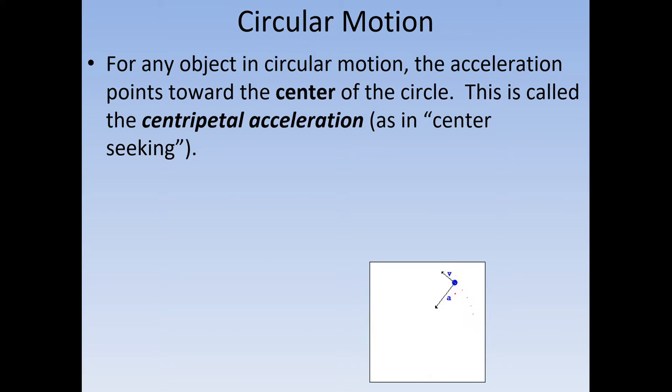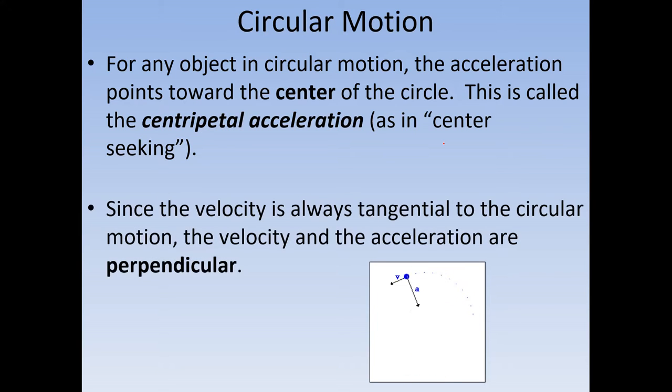So this animation actually shows it perfectly, where the velocity will remain tangent to the circle every time it goes around, and as it goes around, the acceleration will always be pointed towards the center. We call this centripetal acceleration since it's always pointed towards the center, as in center seeking.